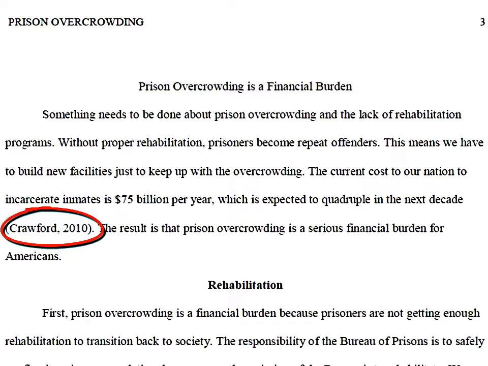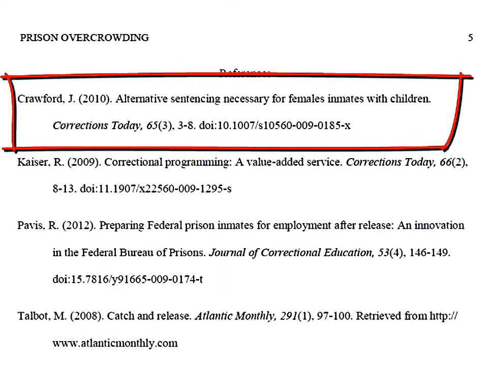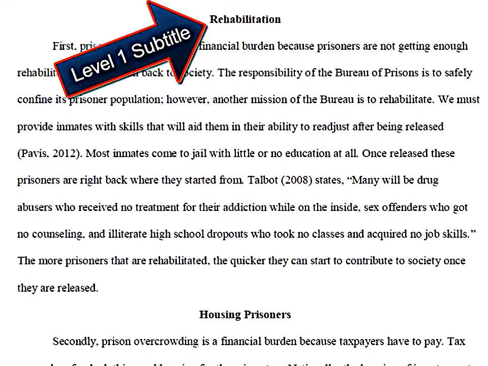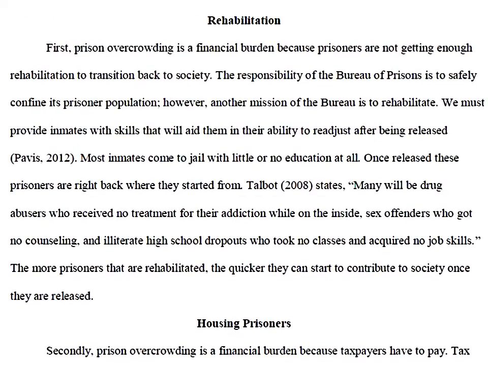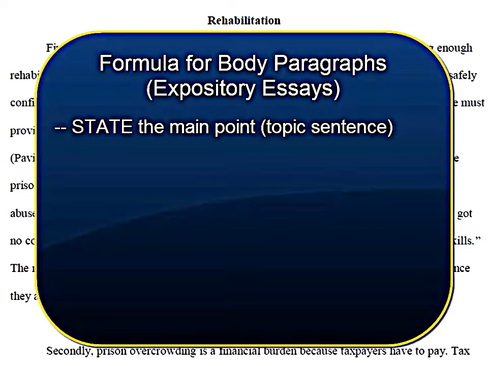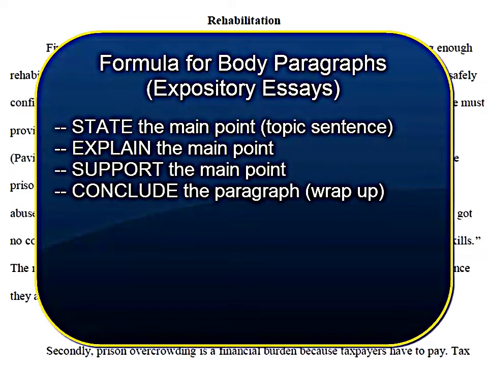And this in-text citation, Crawford, 2010, refers to the full reference citation on the references page at the end of the paper. Let's turn now to Jane's first body paragraph with the APA Level 1 subheading, Rehabilitation. Note that in this paragraph, Jane uses the classic formula for a body paragraph in an expository essay. That formula is: state the main point of the paragraph, explain or elaborate on the main point, support the main point, then conclude the paragraph, typically with your own words.